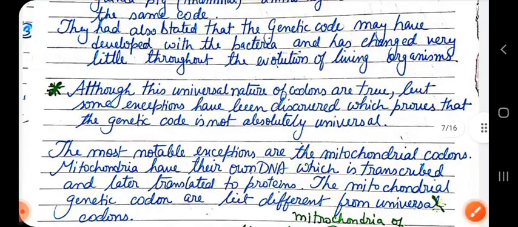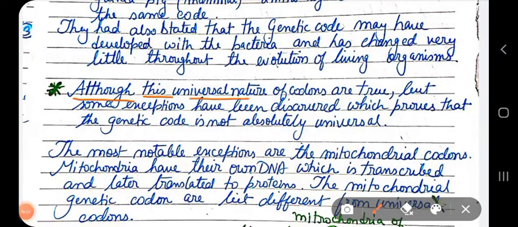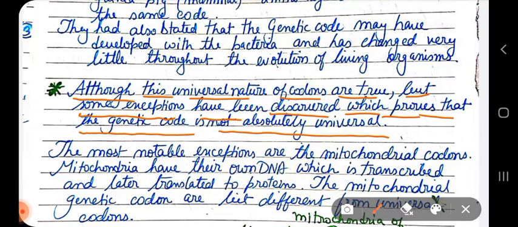Now, although this universal nature of codons is true, that whether you observe bacteria or humans, the codons that code for a specific amino acid are the same for bacteria as well as for humans, mammals, amphibians, reptiles, etc., there are some exceptions. There are some exceptions which have been discovered, which prove that the genetic code is not purely universal.